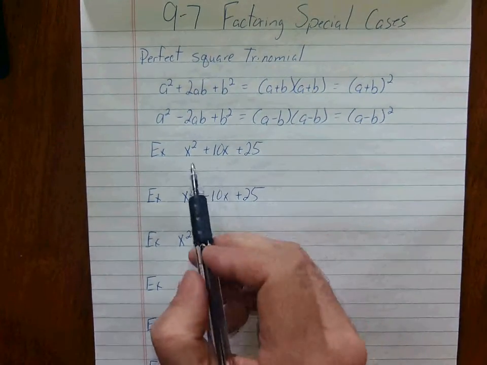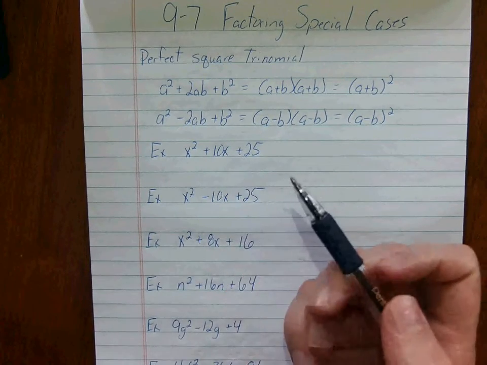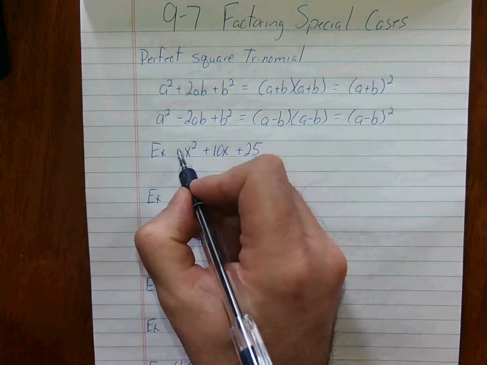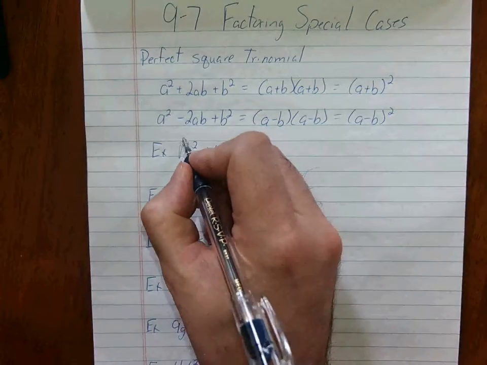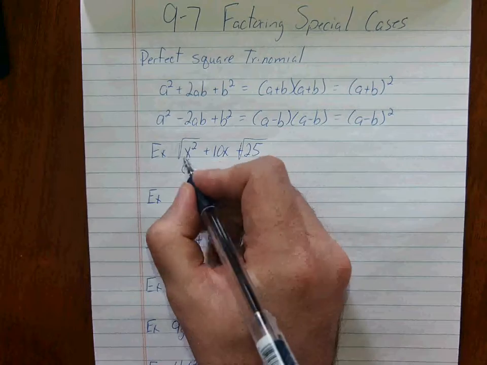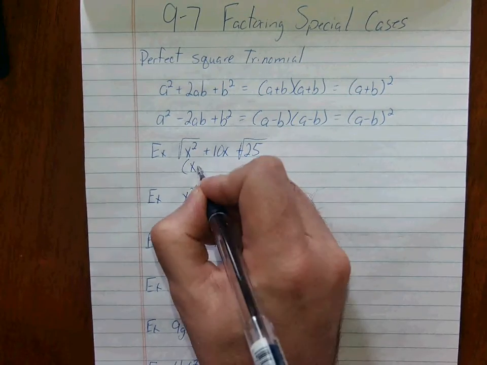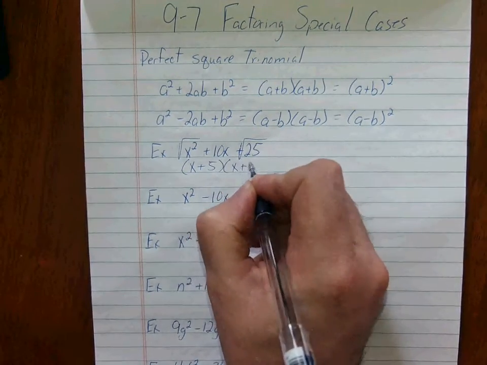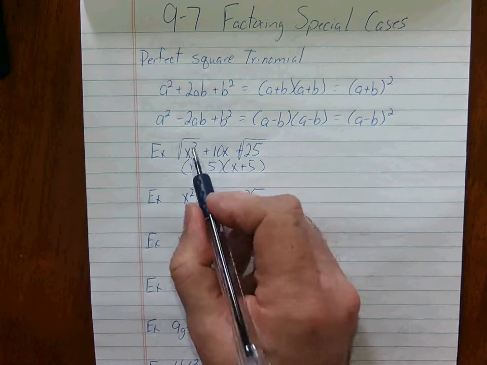So the first thing that you want to look at is your first term and your last term, and you want to make sure that those are both perfect squares. What I mean by that is you can take the square root of that and actually get a number. So if you took the square root of that and the square root of that, what you would end up with is an x. Here would be a 5, and since these are both positive, this would be an x plus 5, and then another x plus 5. And if you would distribute this out, you would see that it would actually work.